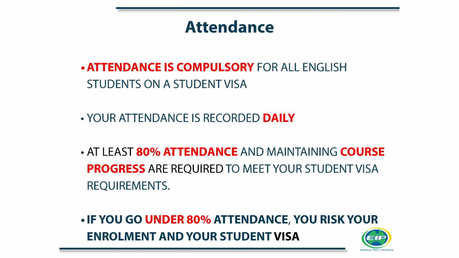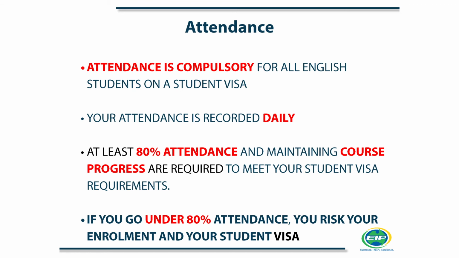For those people who are studying at EIP on a student visa, attendance is an important element of your enrolment. Attendance is compulsory for all English students on a student visa, and at EIP your attendance is recorded daily. Maximum attendance is of course encouraged, but the absolute minimum is 80%, and you also need to make sure that you're maintaining your course progress by being successful in the various tests and activities that you'll do during your enrolment. If you're able to maintain attendance and progress, you'll be meeting your student visa requirements.